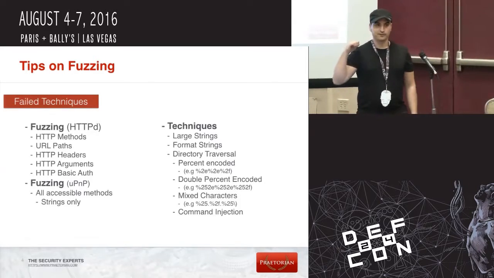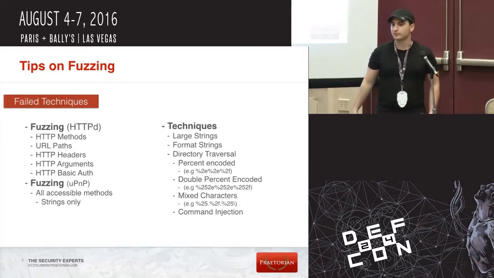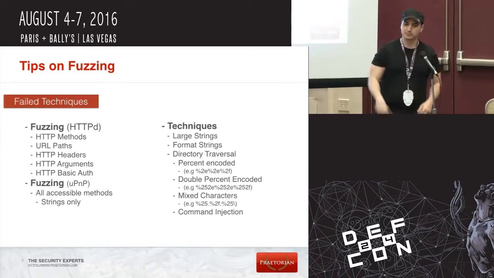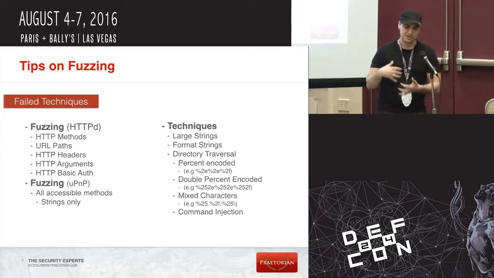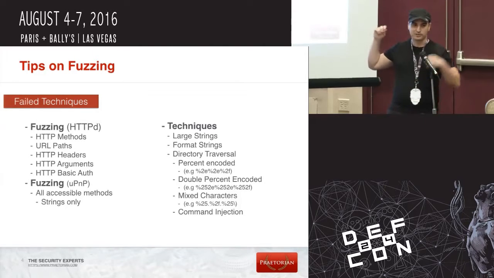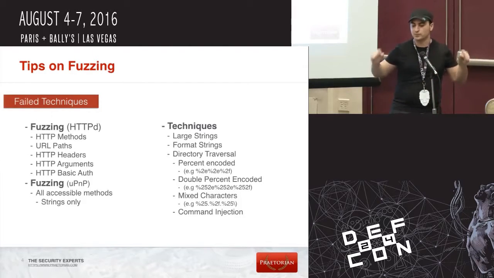So then I started taking it further. I was like, well, what about directory traversal? Maybe pull some files. We do double percent encoding, mixed characters. So we can do %2541 for a capital A, or all these crazy things, or command injection. Just fuzz everything, but nothing was working.